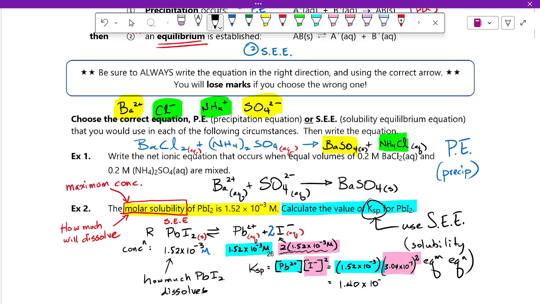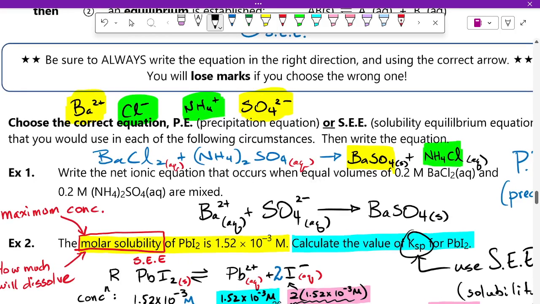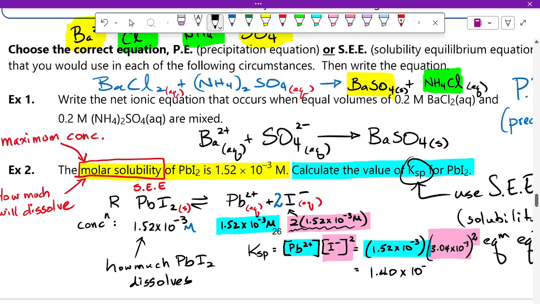Okay, and the first ones were kind of obvious. It's like the net ionic equation that occurs when we mix two things. If we're mixing two things, we're looking at creating a precipitate. Mix two things, make a precipitate. The next one was also pretty obvious because it says molar solubility and it says KSP. So anytime it talks about the solubility or it talks about the KSP, you know you're going to use the solubility equilibrium equation.